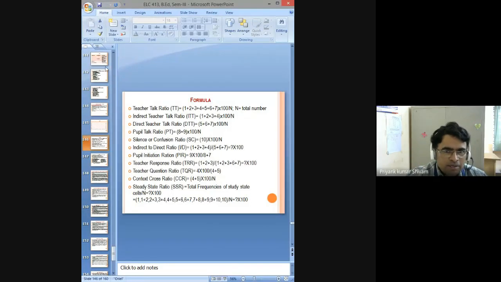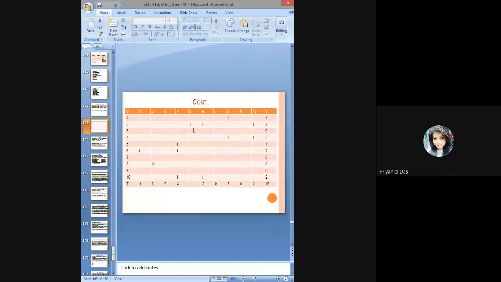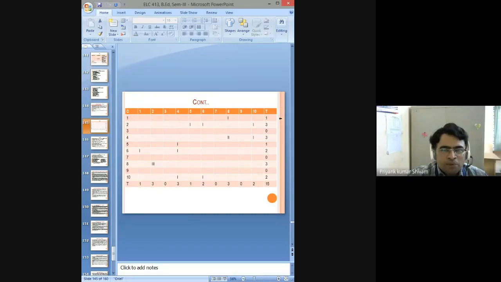Now see the table. Is it visible? Now see, the category 1 value is 1, so you write 1. Category 2 value is 3, so 1 plus 3. Category 3 value is 0. That means 1 plus 3 plus 0 plus 3 plus 1 plus 2 plus 0.